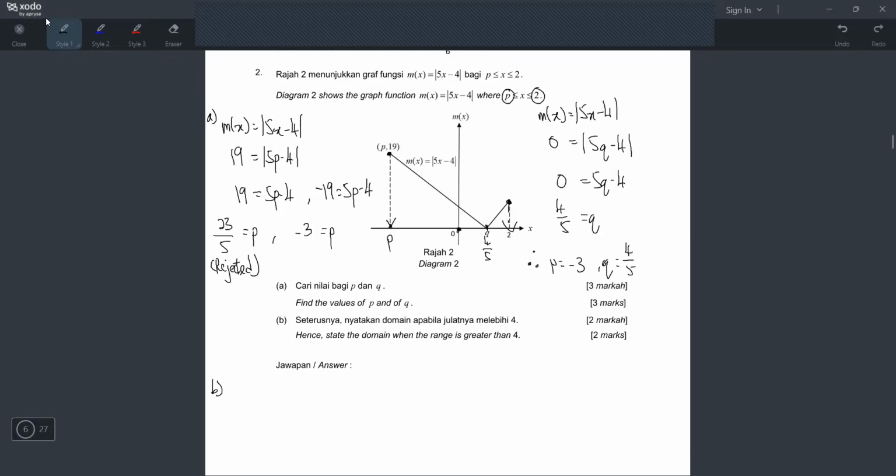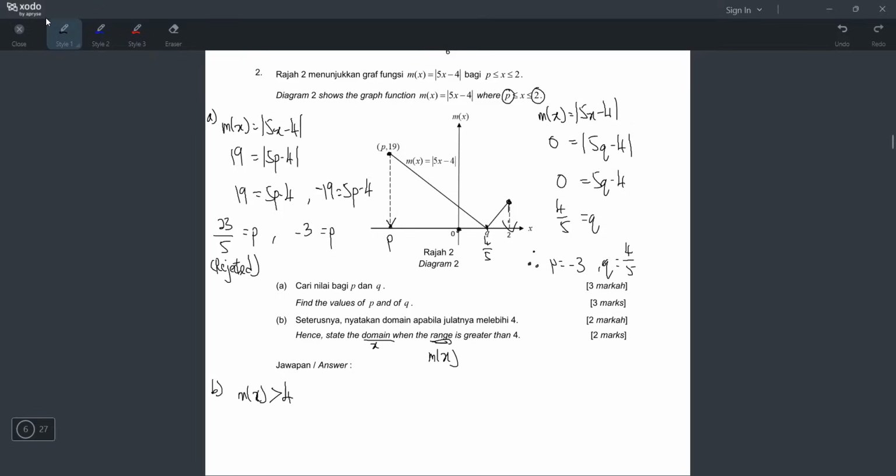Okay, let's look at B now. B says, state the domain, which is x, when the range is greater than 4. Domain means x, and range means the y-axis. But in this case, the y-axis is mx. So when the range, or the y-axis mx, is greater than 4, I will just write it down: the range of mx is greater than 4. What does it mean by greater than 4? It means I have to look at this curve.